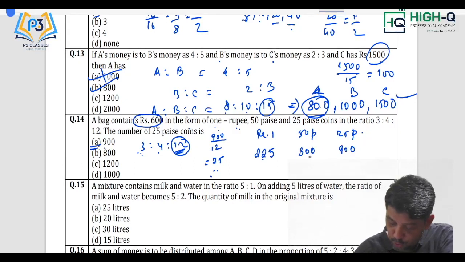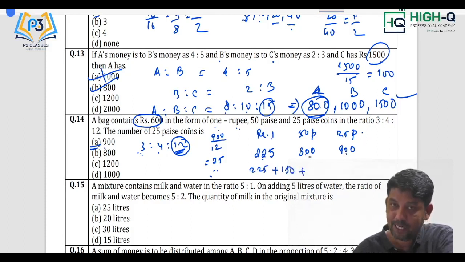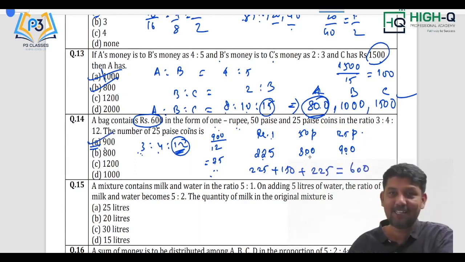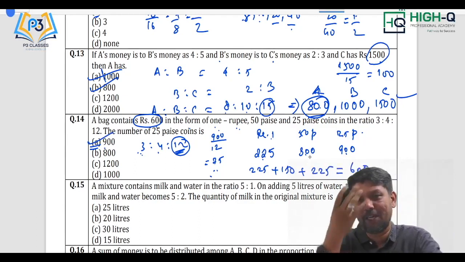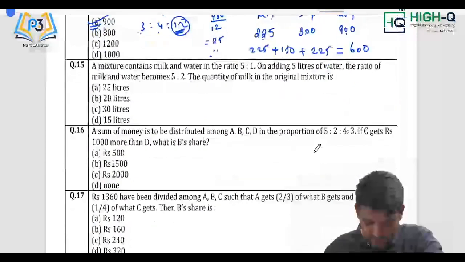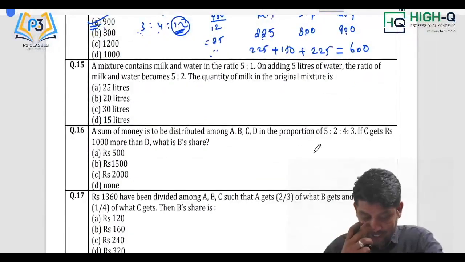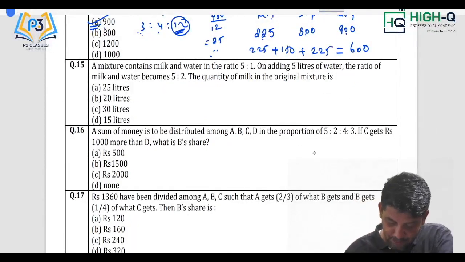Fine. 225 into 1 rupee is 225. 300 into 50 paise is 150 rupees. 900 into 25 paise is 225 rupees. Total 600 rupees. Sir, 900 is the direct answer. Why do you have to waste time using the actual method? These are word problems we can do directly. Okay. Next, sum number 15.